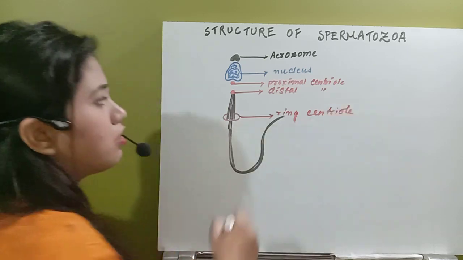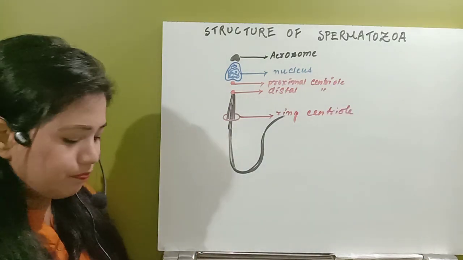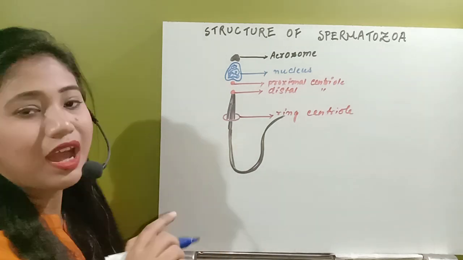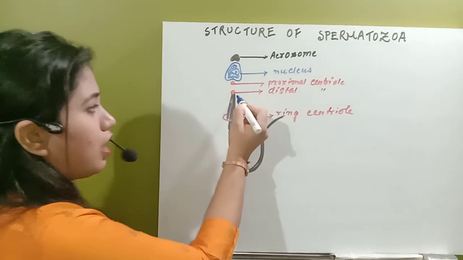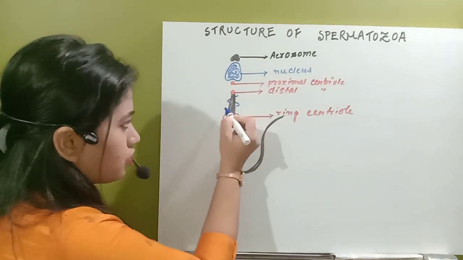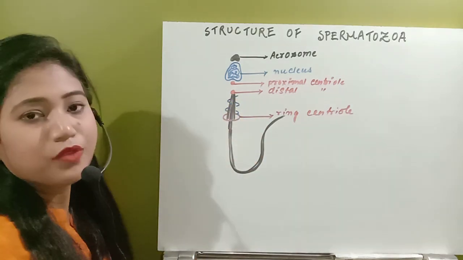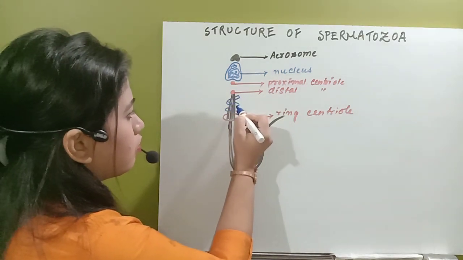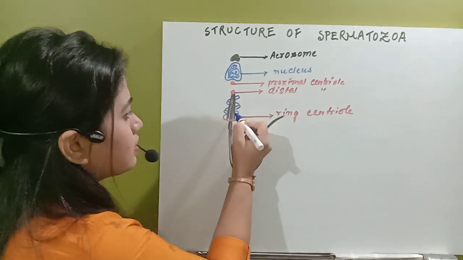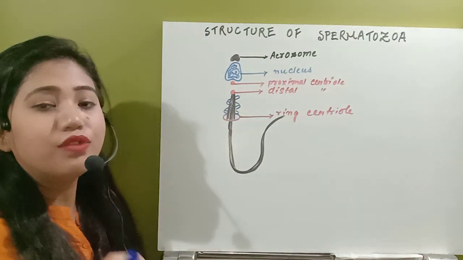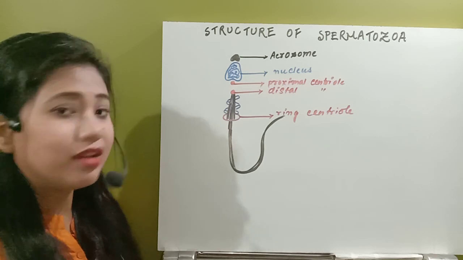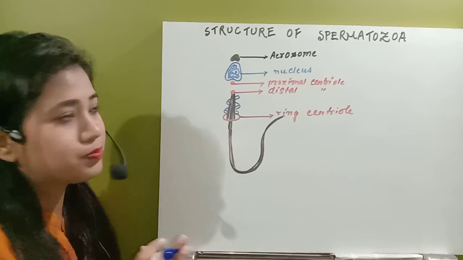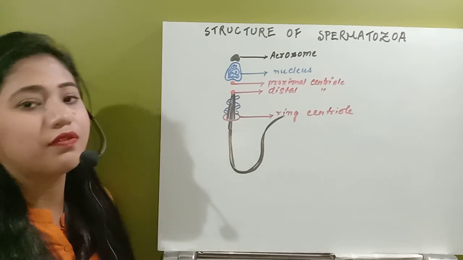Now just see here, we are going to have just the shape. Now the mitochondria, a very important thing: the mitochondria are present spirally around the structure of this axial filament. So around the axial filament, this mitochondria is going to elongate, and it is the main structure which is going to give the energy so that the spermatozoa can reach the site of fertilization.